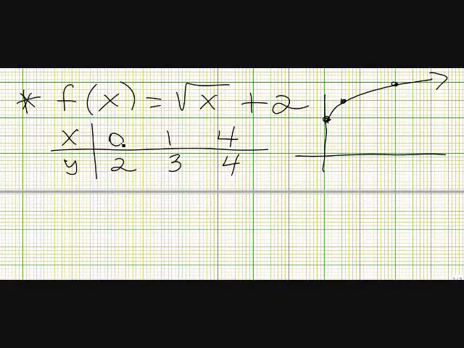Yeah, so first I plug in 0. Square root of 0 is 0, plus 2 is 2. Okay. All right, so now let's do the horizontal shift.